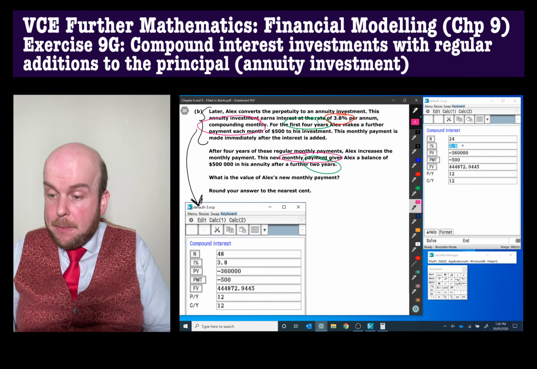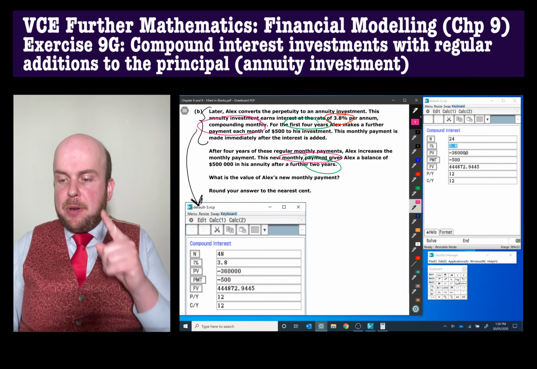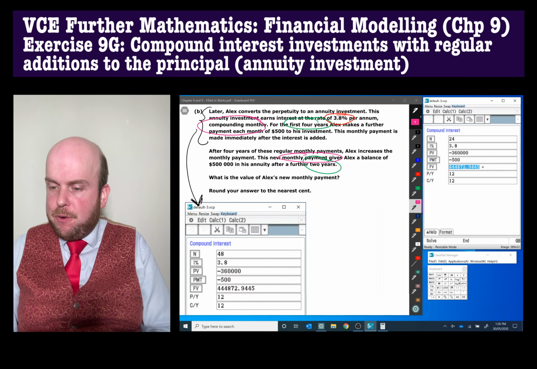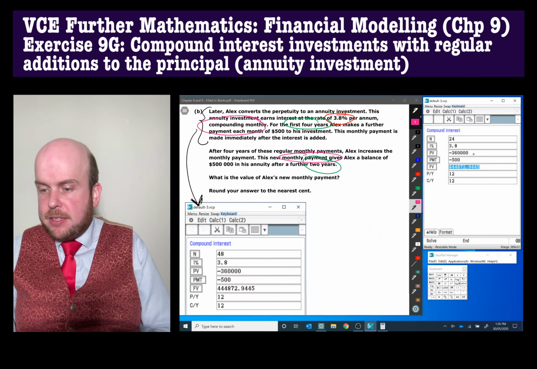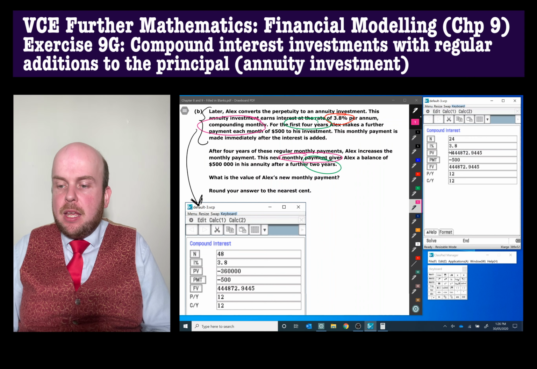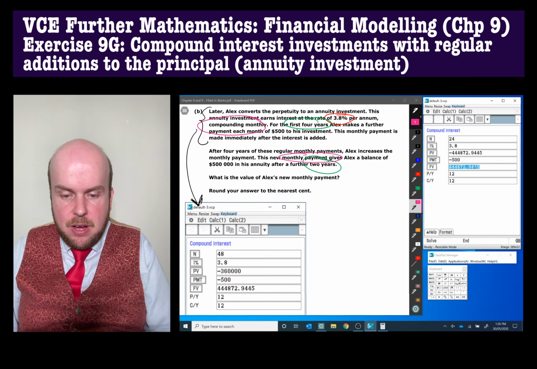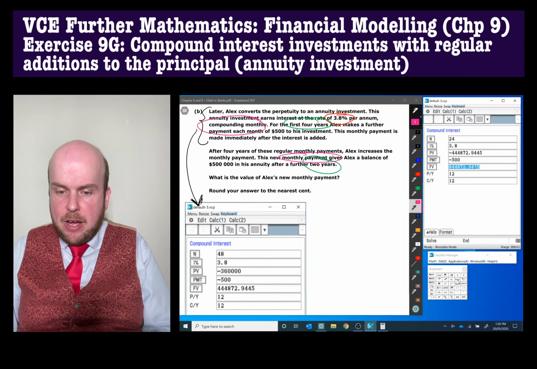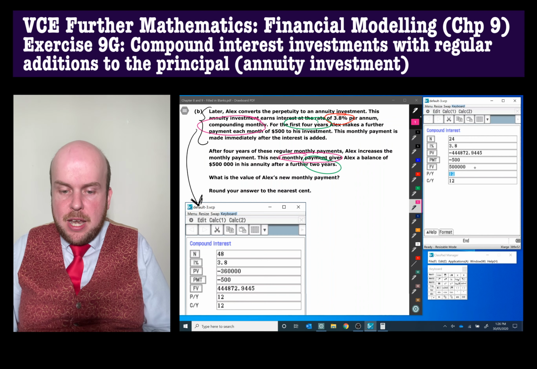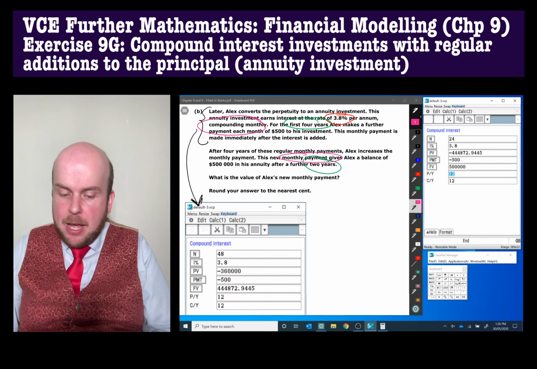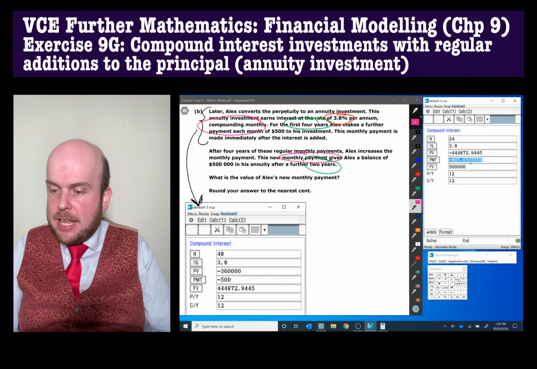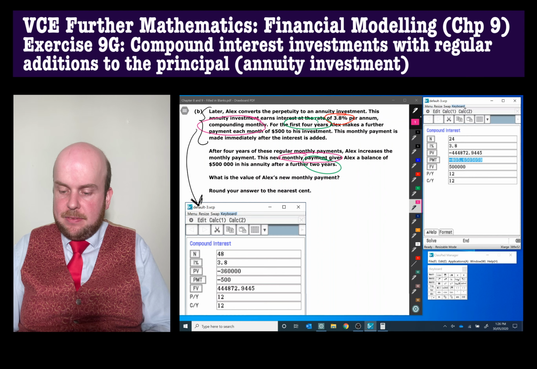It's still 3.8%. Now this time, instead of 360,000, I'm going to use the amount that he earns after the 4 years. So this is 444,872. Now I'm going to put a little minus sign there. And the future value after 2 years is going to be that $500,000. So now, what is the value of Alex's new monthly payment? Just have to click on that. And now what we've got here is $805.65.